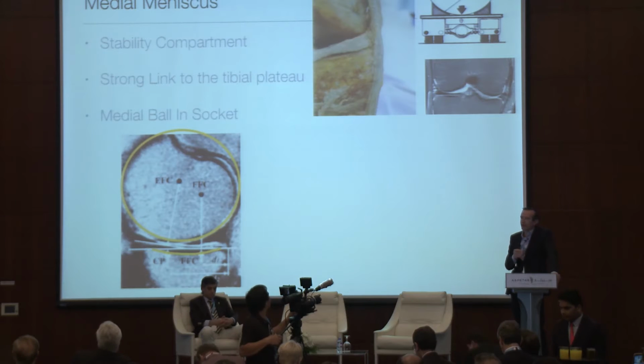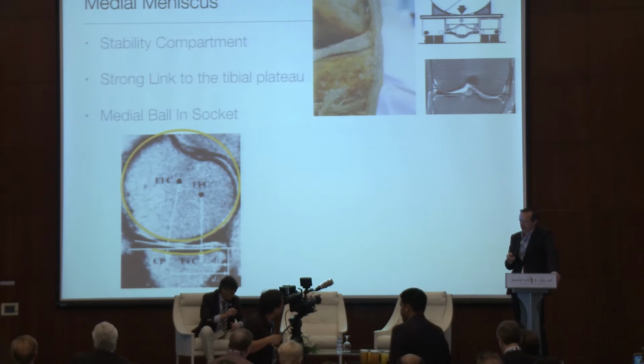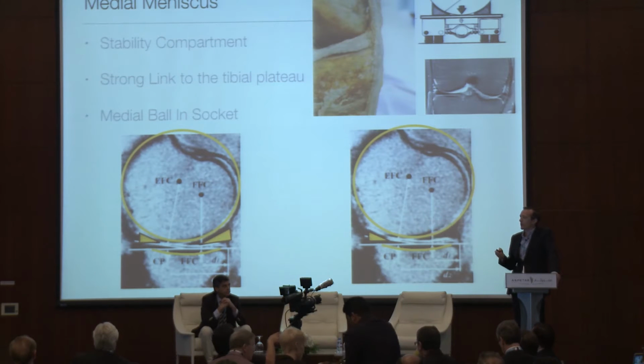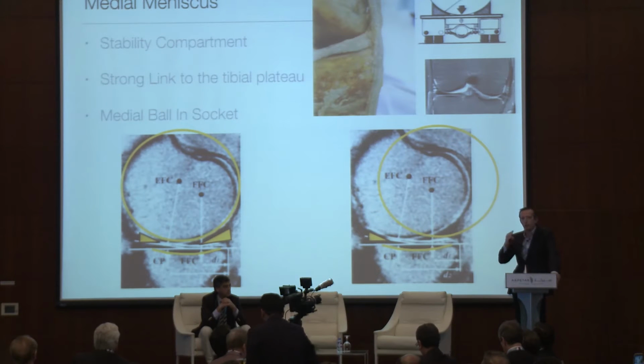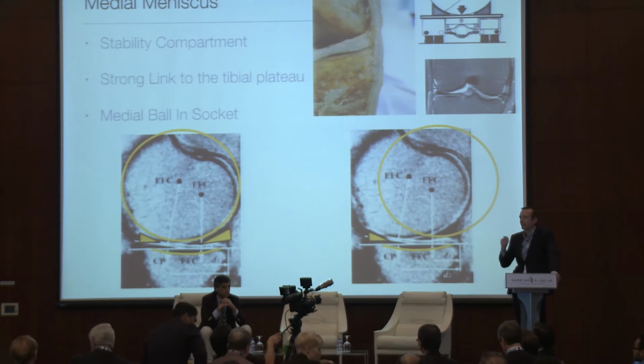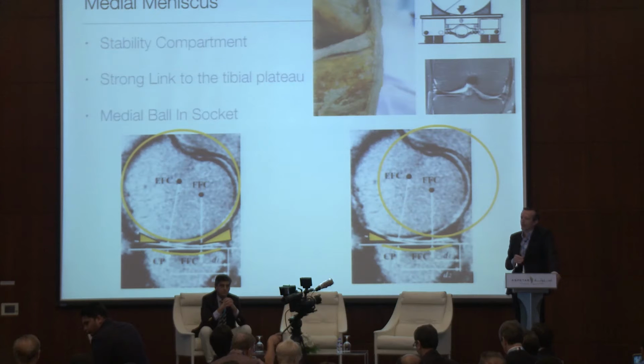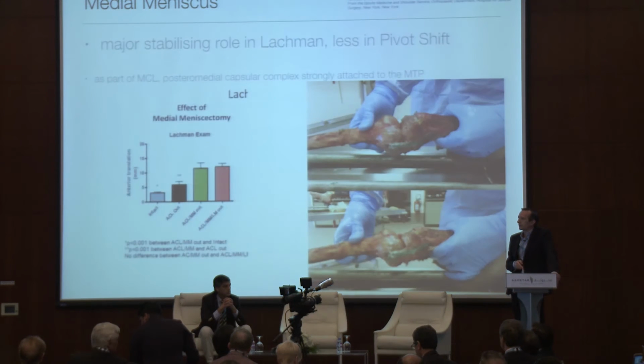On the medial side, where you have a medial ball in socket situation, if you lose your meniscus, then whether the ACL is ruptured or intact, you're going to have more AP instability because of the lost meniscus. And again, a root tear on the medial side can have major implications. So it has a major stabilizing role, both in Lachman and less in pivot shift.